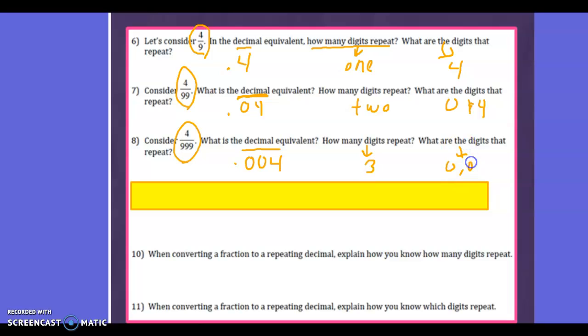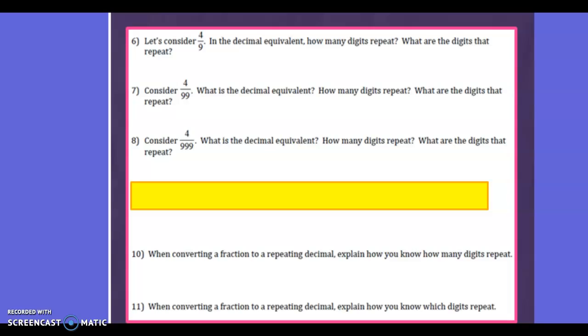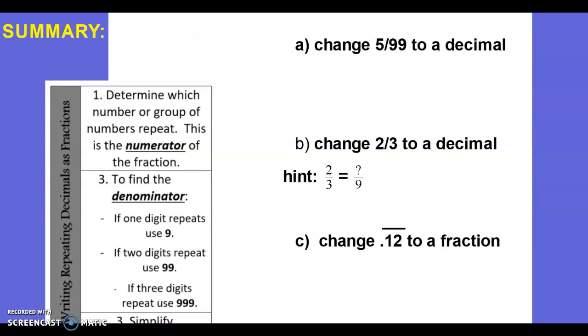And now let's see if we can notice any kind of a pattern. Notice again, I have all 9s in the bottom. One time I have 1 nine, and when I have 1 nine, I have one digit that repeats. Problem number 7, I have 2 nines in the bottom, and I have 2 digits that repeat. Problem number 8, I had 3 nines in the bottom, and I have 3 digits that repeat. So there actually is a pattern that can help us change fractions and decimals that are repeating back and forth into each other.